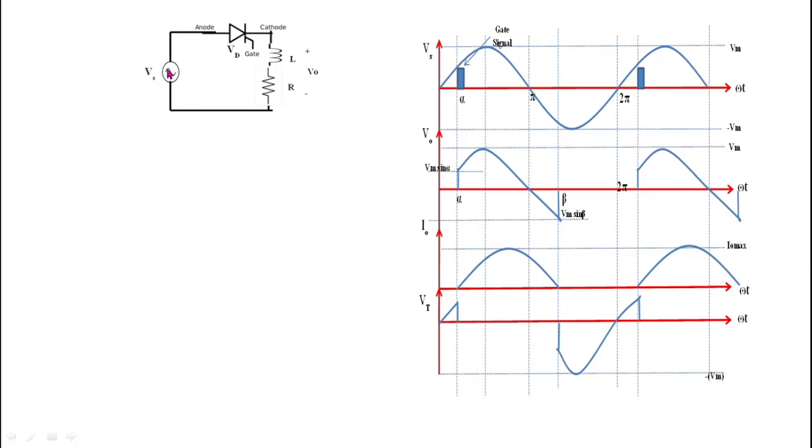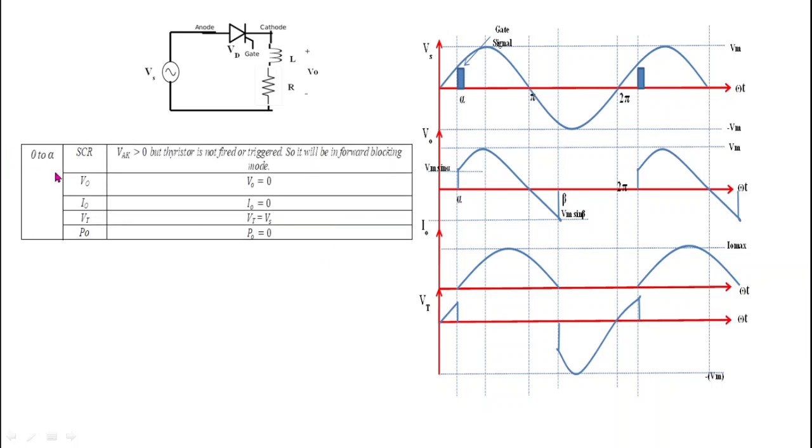We know that Vs is equal to Vm sin omega t, and this is the waveform of Vm sin omega t. Now we will understand the operation of this circuit in three angular slots. First we will understand the operation from 0 to alpha, then from alpha to beta, and after that beta to 2 pi. First we will see the operation of this rectifier circuit from 0 to alpha.